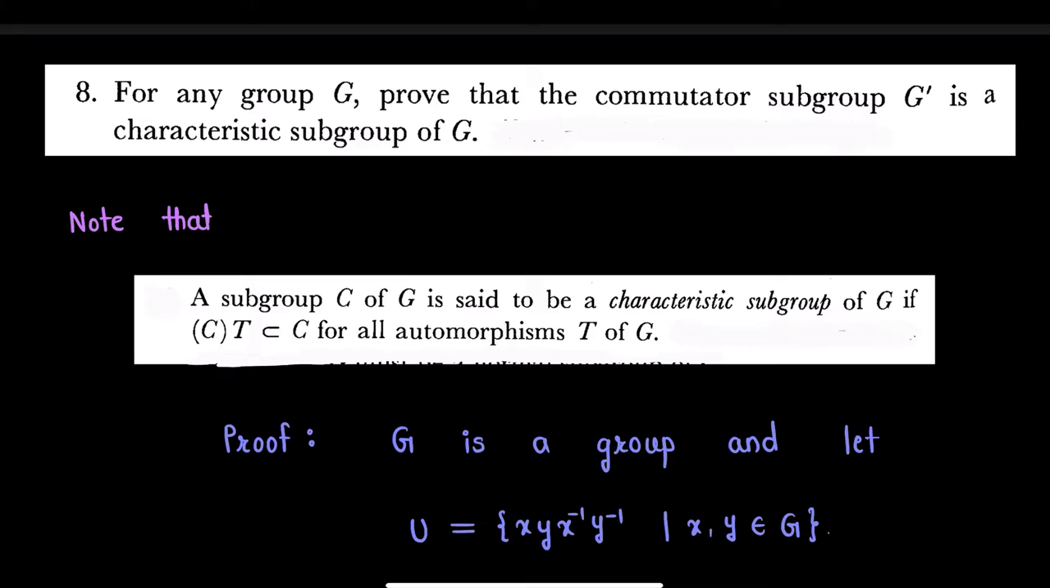Note that a subgroup C of a group G is said to be a characteristic subgroup of G if T(C) is a subset of C for all automorphisms T of group G. We will start our proof.